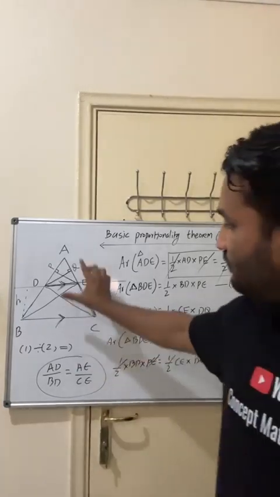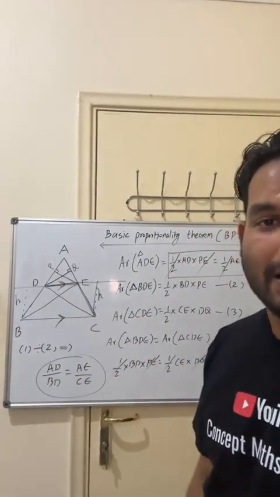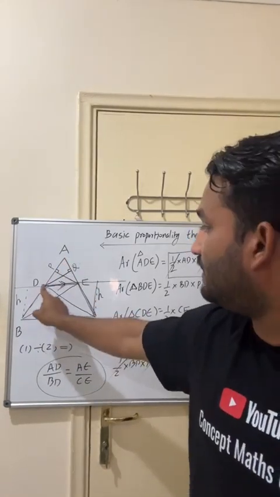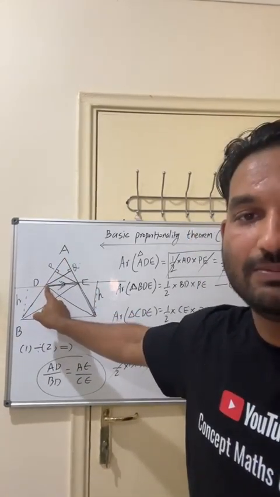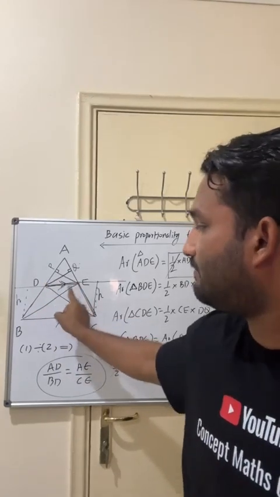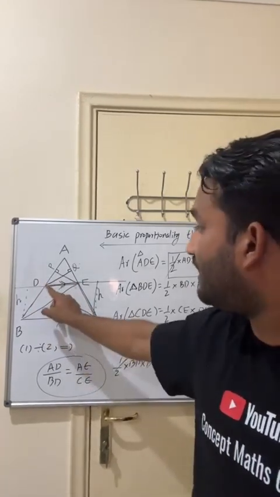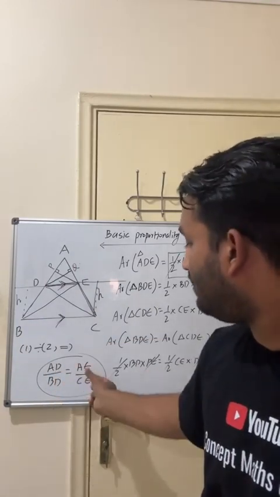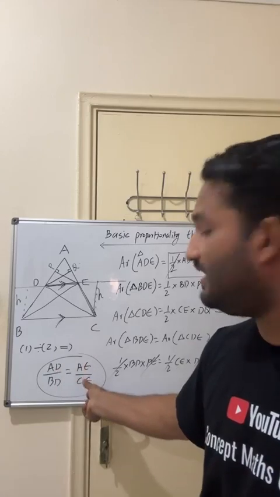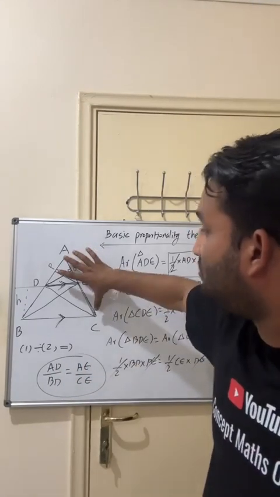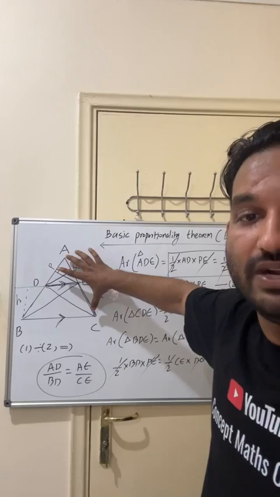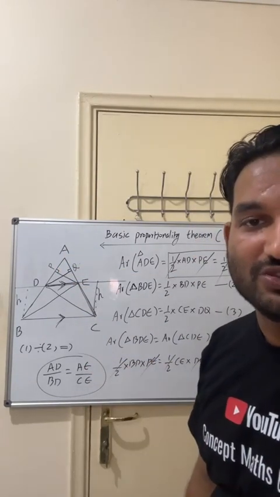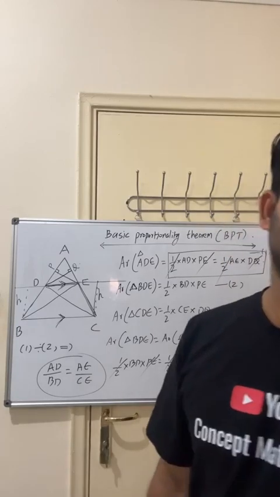So you can understand what AD by BD is: the ratio of division of the side AB by the point D on this parallel line. D is the point on this parallel line segment to the third side, which will divide in the ratio AD is to BD. Same ratio, AD is to BD equal to what? AE is to CE. The same ratio, the other side AC will be divided in the ratio AE is to CE, okay? So this is the BPT theorem, which has lots of applications.